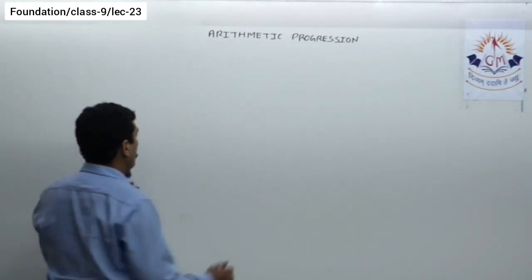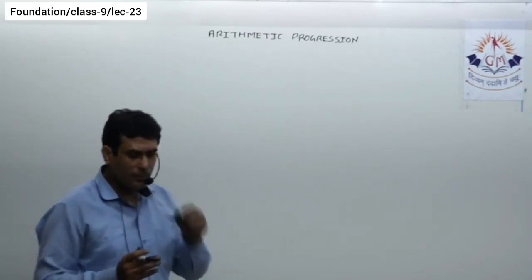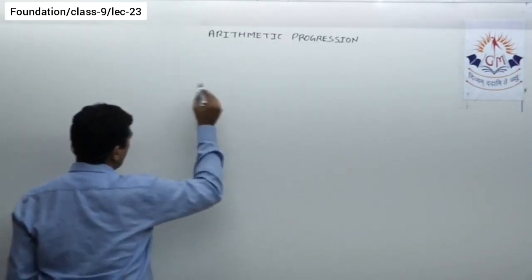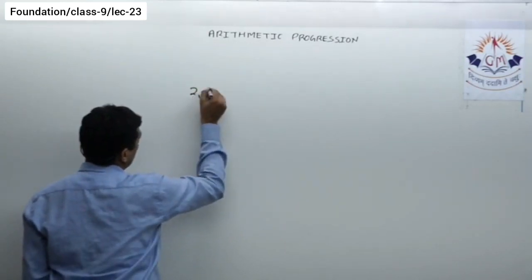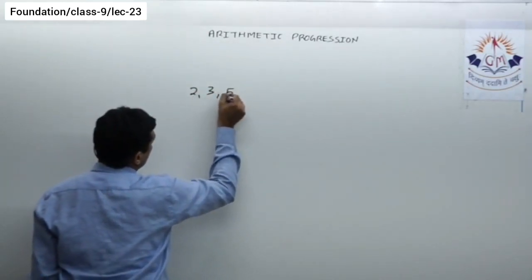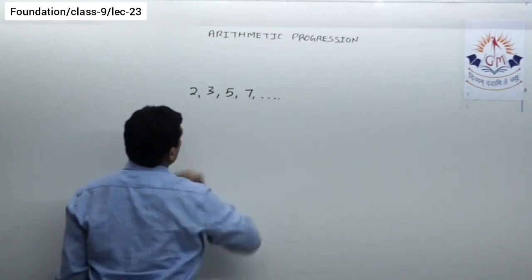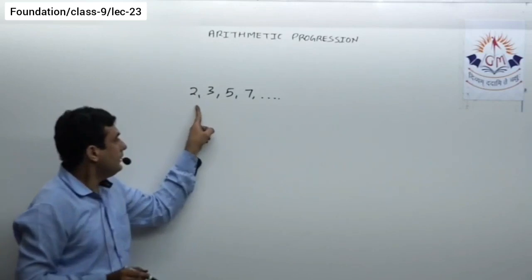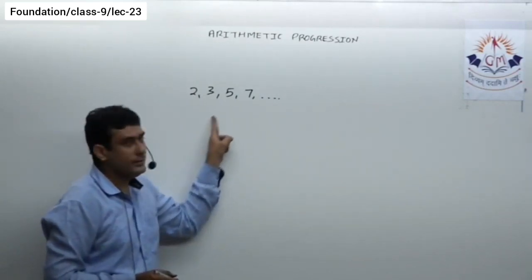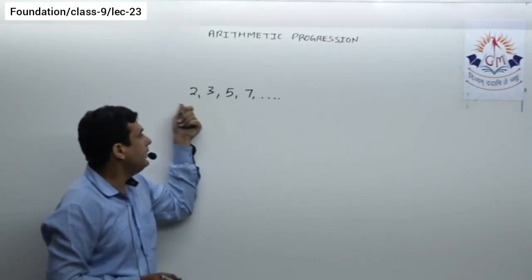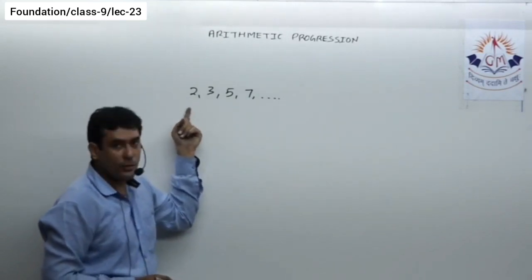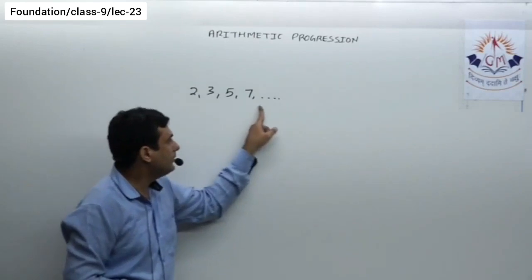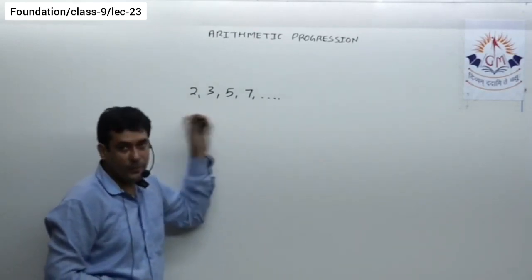Let us see some general examples of sequences that you might go through. So see, this is an example: 2, 3, 5, 7. So here how are we getting the next number? If you say that I am adding 1, then it is wrong. Can I say odd numbers? No, 2 is not an odd number. So these are actually prime numbers.